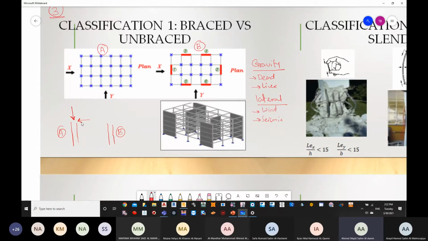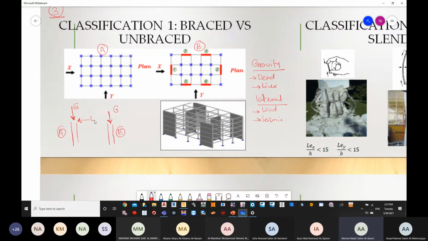Now, in scenario B, you will see that you have walls and you have columns. In scenario B, the columns are mainly designed to take the gravity loads only, while the shear walls are going to take mainly the lateral loading. So wind load and seismic load will be mainly resisted by the walls.